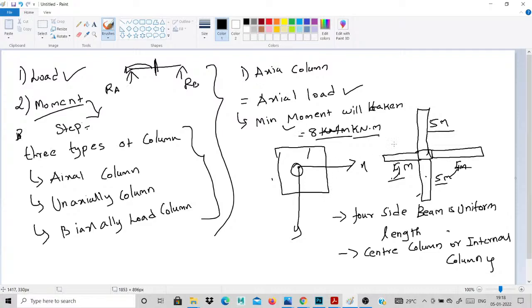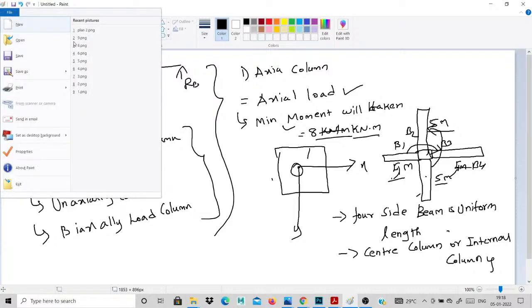In this picture, automatically these are B1, B2, B3, B4. Four beams are there. Why will the zero moment come? Only a minimum moment will come. The moment of one beam is transferred to the opposite beam, so automatically no moment will be transferred to the column. That is called the moment distribution method. So the axial column only takes axial load and minimum moment.